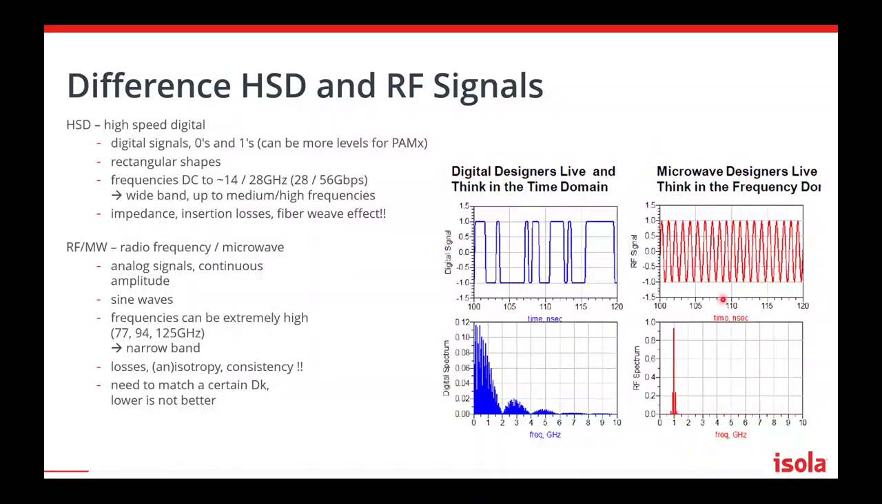On the right-hand side, I want to explain why RF designers very often look at signals differently. HSD designers think in the time domain, which is the blue curve at the top, zeros and ones. And if you transfer that to the frequency domain, you get something like this, a very broadband signal starting from DC out to higher frequencies. In RF microwave, we talk about sine waves, which translate in the frequency domain to a very narrow frequency band. And so RF microwave designers very often work in the frequency domain, while HSD designers tend to work in the time domain. But it's the same information. You can transfer back and forth. It's just what people are used to seeing.